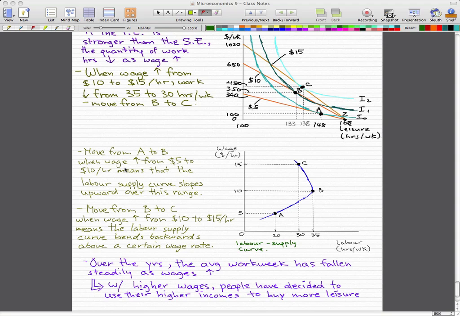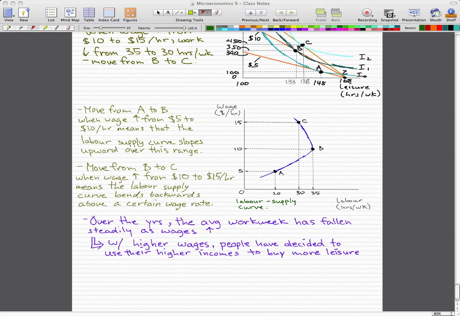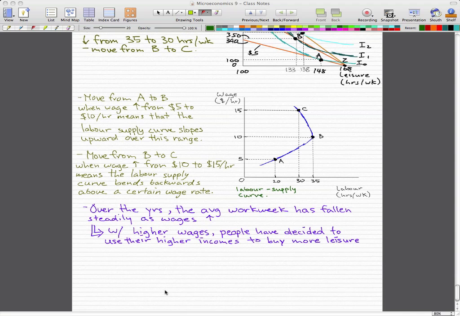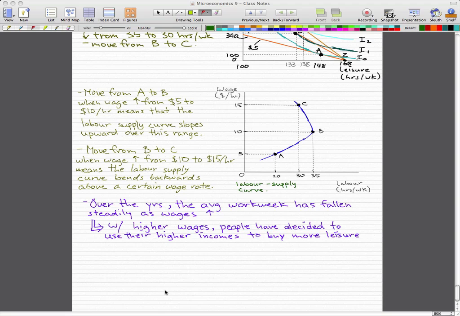And that's about it. These are just general facts, but over the years, the average work week has fallen steadily as the wage rate has increased. With higher wage rates, people have decided to use their higher income to buy more leisure. This has been steadily happening over the years, and it looks like it will be happening in the future as well. And this is the end of this chapter, actually.